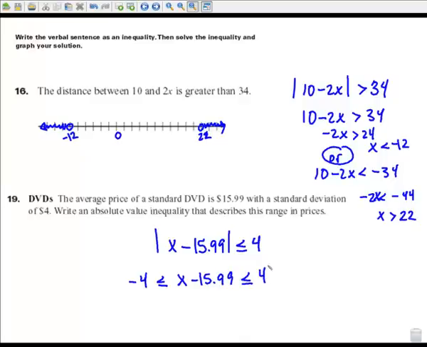So I'm just going to add $15.99 to everything, and $15.99 plus a negative 4 there is going to be $11.99, and over here it's going to be as high as $19.99. So the average price is going to range from $11.99 to $19.99.